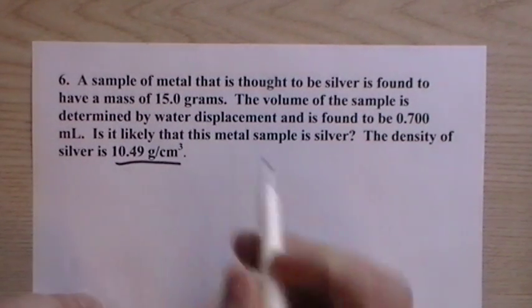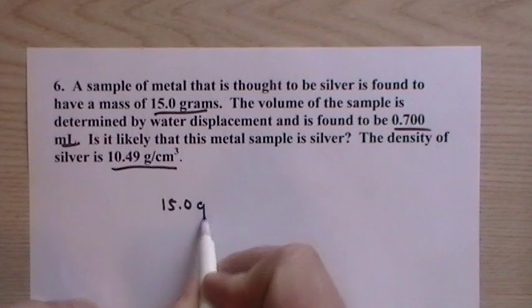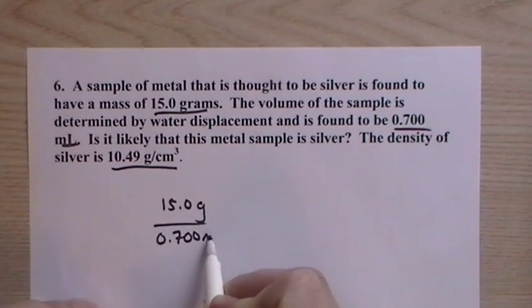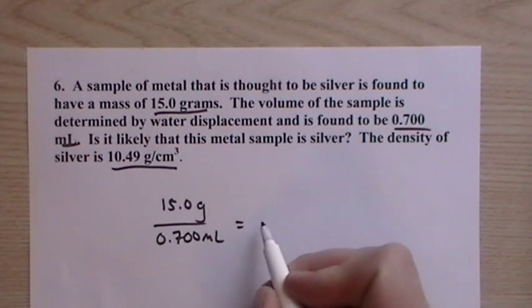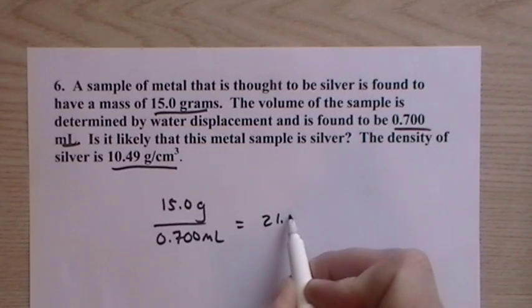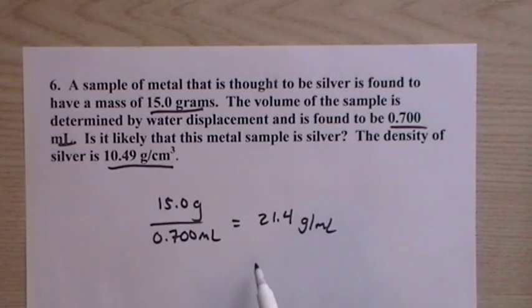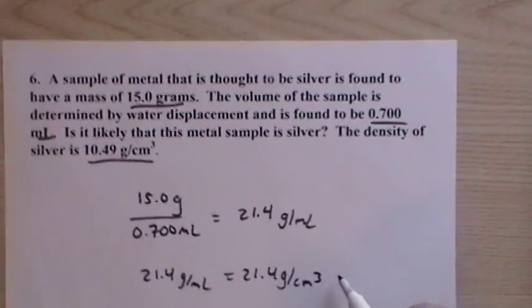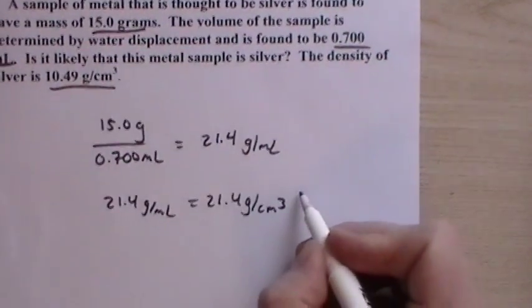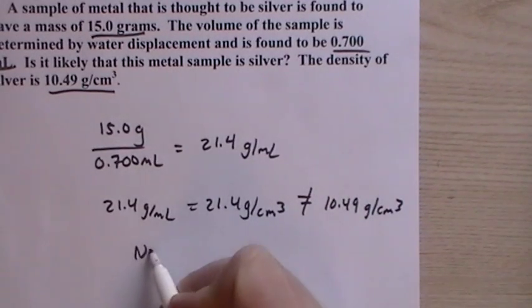So we want this density, we're given this mass and this volume, so 15.0 grams, 0.700 mLs. And we come up with 21.4 grams per mL. So we find that 21.4 grams per mL is equal to 21.4 grams per cubic centimeter. And this does not equal 10.49 grams per cubic centimeter, so it's not silver.